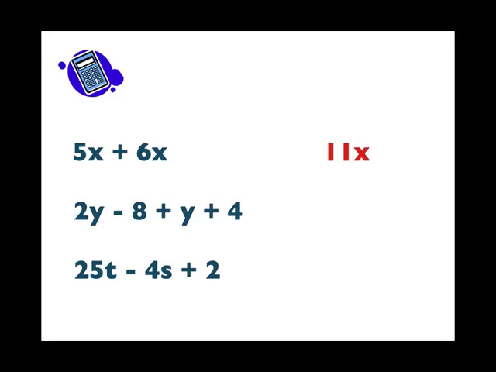2y minus 8 plus y plus 4. The like terms are going to be 2y plus y, which is 3y, and negative 8 plus 4, which is negative 4. So we get 3y minus 4. And on the bottom example, 25t minus 4s plus 2, well, it's kind of a trick question because none of those are like terms. So we can't add or subtract any of the terms from each other. Remember, we can't do 3y plus 4 or minus 4 equals 1y because this doesn't have a y. They have to have the same variable in order to be added or subtracted from each other.